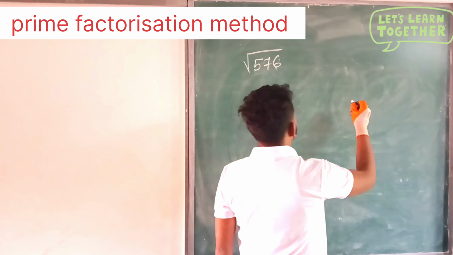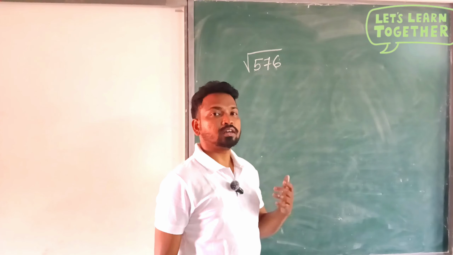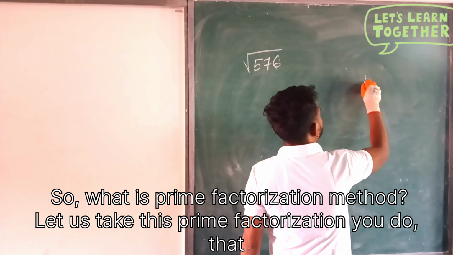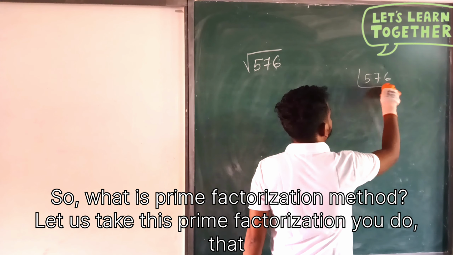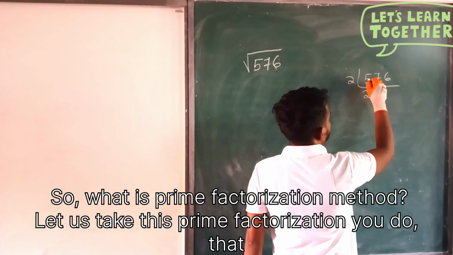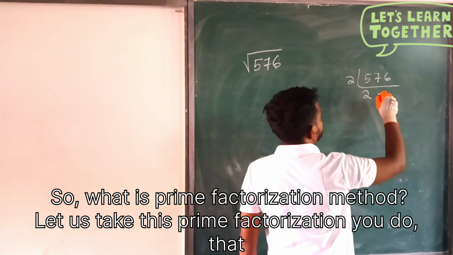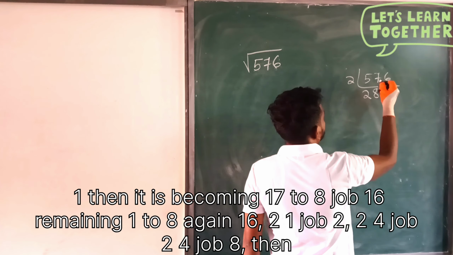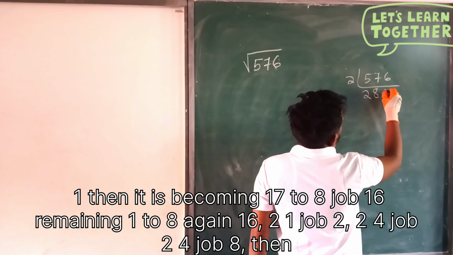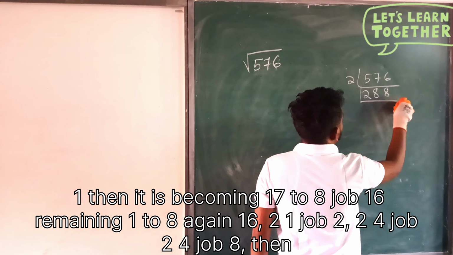Okay, so what is the prime factor? Let's find the prime factors of 576. 2 2s are 4, remaining 1, then it becomes 17. 2 8s are 16, remaining 1. 2 8s are again 16.